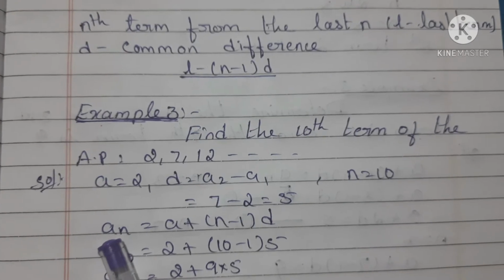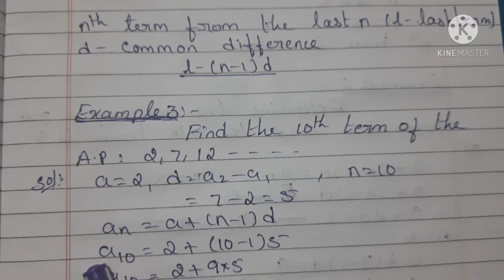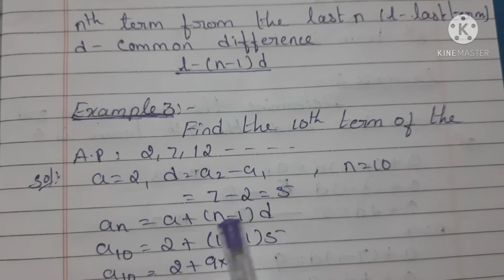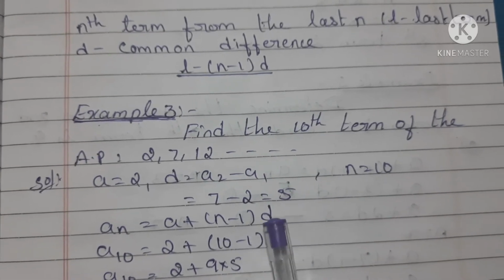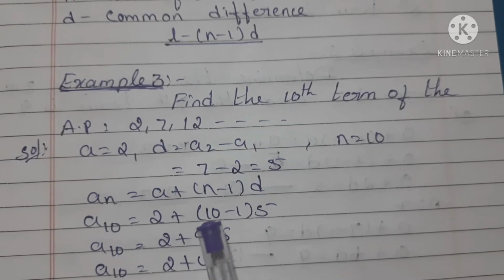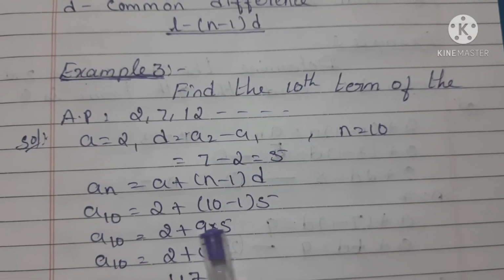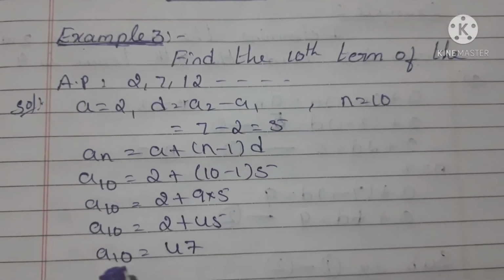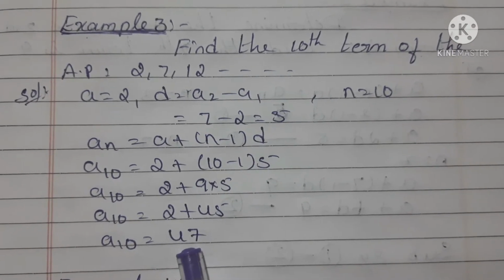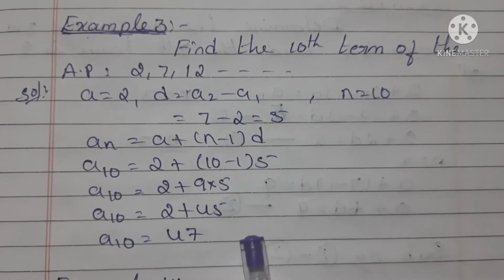Now, the an formula is A plus (n minus 1) into D. A10 is equal to the A value 2 plus the n value 10 minus 1, into the D value 5. A10 is equal to 2 plus 9 into 5, that is 45. A10 is equal to 2 plus 45, which is 47. So the 10th term is 47.